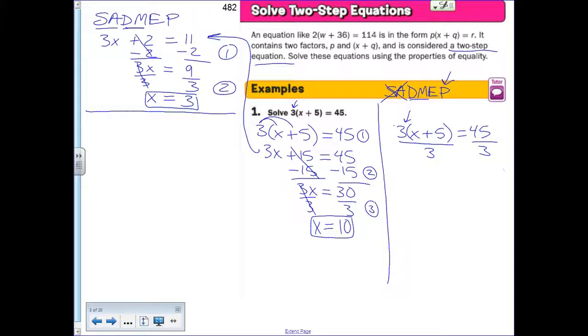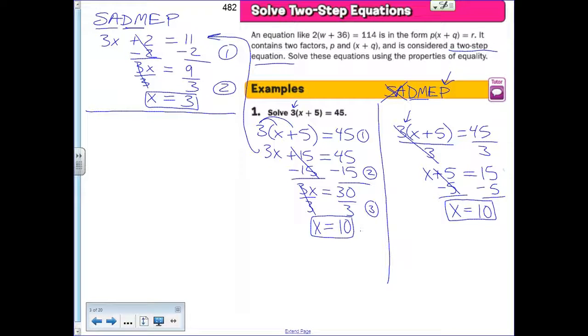3 divided by 3 equals 1, so I have 1 times (x + 5), or just x + 5. This is equal to 45 divided by 3, which is 15. Now, I have a one-step equation with addition in it, so I'm going to do the opposite of what I see, which is to subtract 5 from both sides. Positive 5 and negative 5 cross out because they are opposites, leaving me with x. And 15 minus 5 is 10.